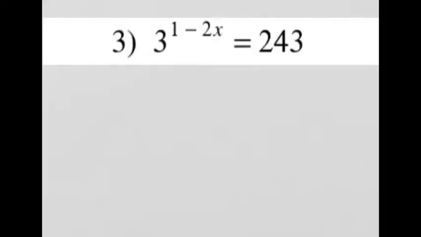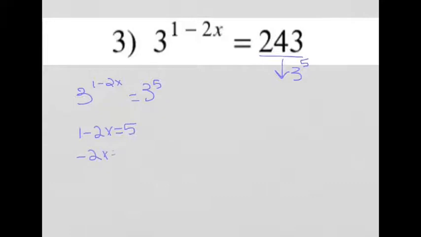In question number 3, they said 3 to the power of 1 minus 2x is equal to 243. Now 243 can also be written as 3 to the power of 5. So our equation is 3 to the power of 1 minus 2x is equal to 3 to the power of 5, which makes it 1 minus 2x is equal to 5. Negative 2x is equal to 4, and x will be equal to negative 2.